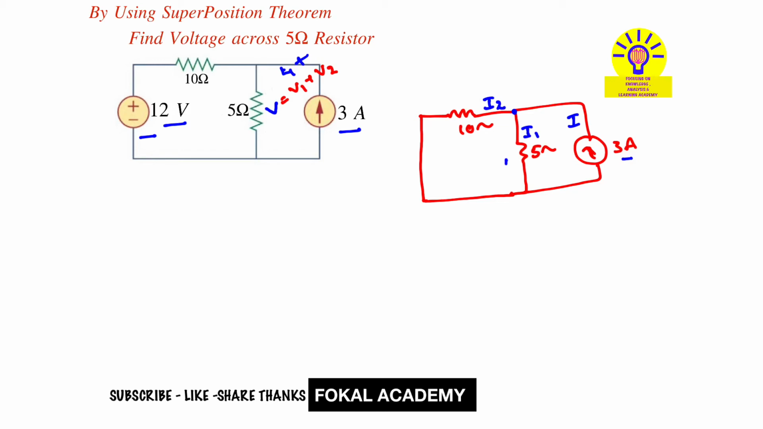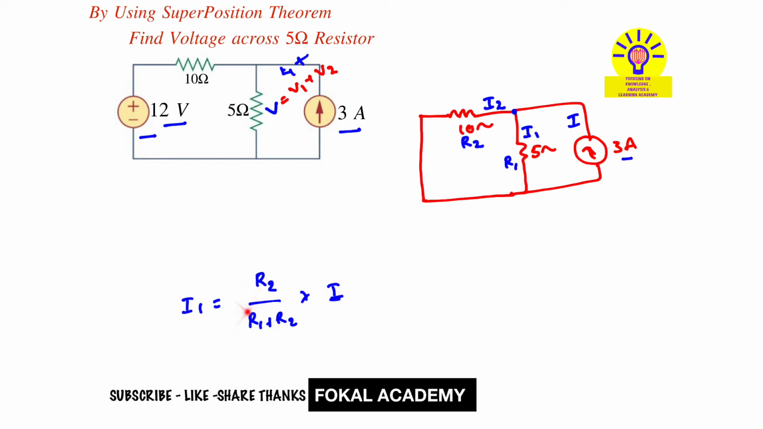Let us assume that this is the R1 resistance and this is the R2 resistance. Now we want the I1 value. So I1 equal to, according to the current division rule, R2 divided by R1 plus R2 into the total current. Here we want the current I1 in this branch, that is R1. So that's why I am taking R2 by R1 plus R2 into the total current.